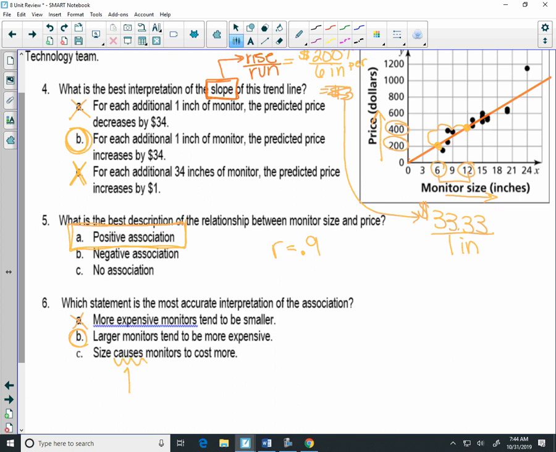If we're given a scatter plot and the OST tries to trick you like this, which is why we talk about it every chance we get, we never want to say cause if we're looking at a scatter plot. What we want to say is tend to. What we want to say is there's a relationship or an association. We never want to say the word cause. We can say correlation, but we cannot say cause here. All right, so that is the scatter plot for monitors.